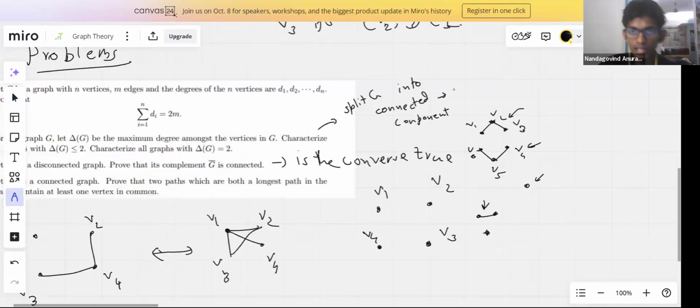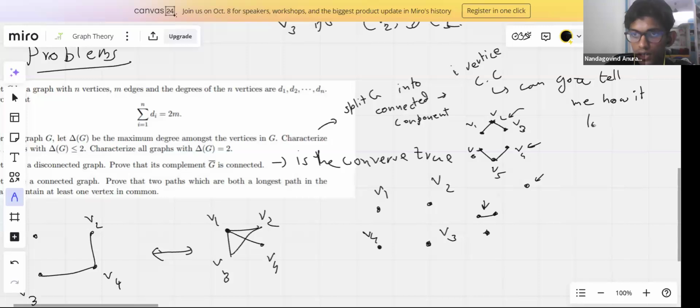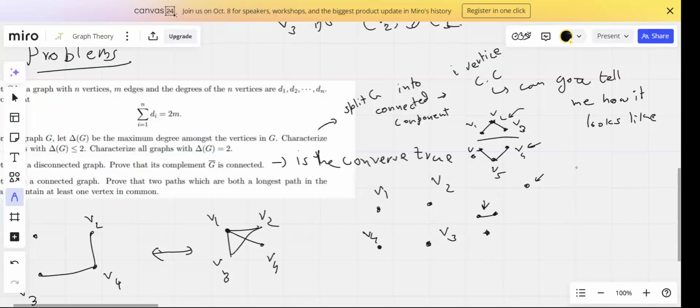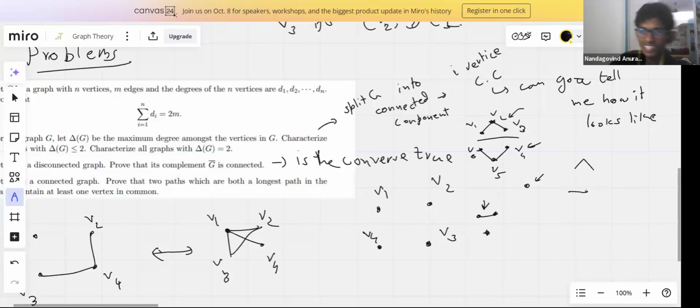Right. So now, if I have a connected component with I vertices, can you tell me how it looks? If I have a component with three vertices, must it always look like this? No, it can be a line also. We consider them isomorphic. This is the same as this.